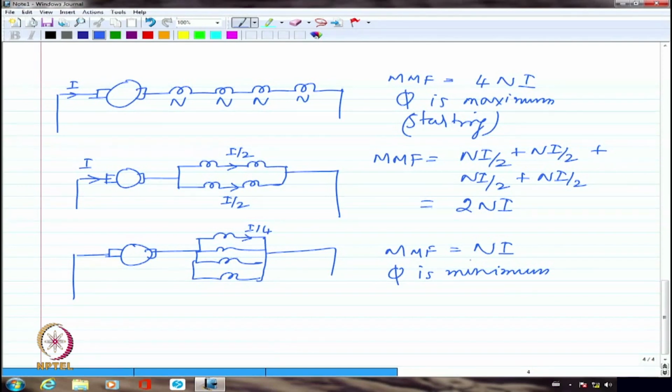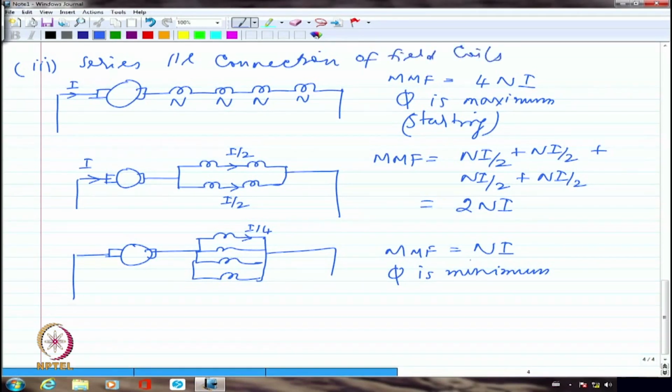Now that we have seen the series motor operation, these are the 3 techniques that are used for the speed control of a DC series motor: tapping of field coil, diverter resistance and series parallel connection of field coils. These are the 3 different techniques normally used for the speed control of a series motor.